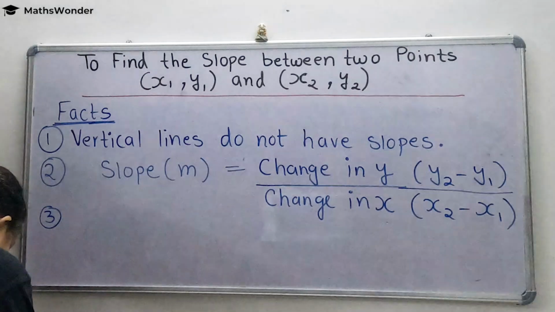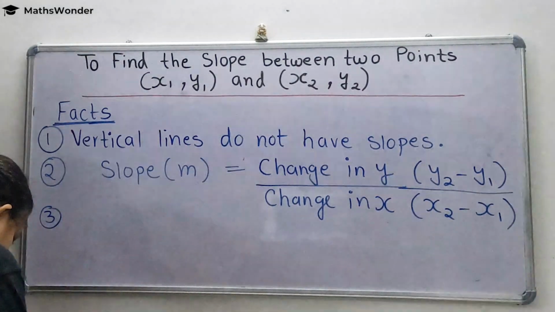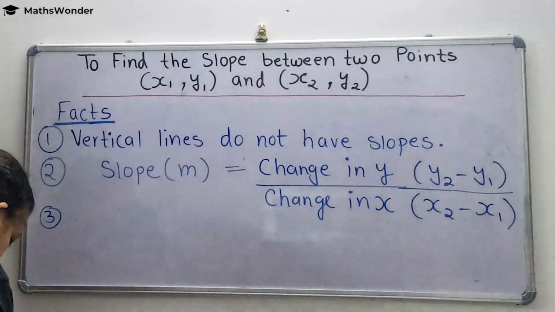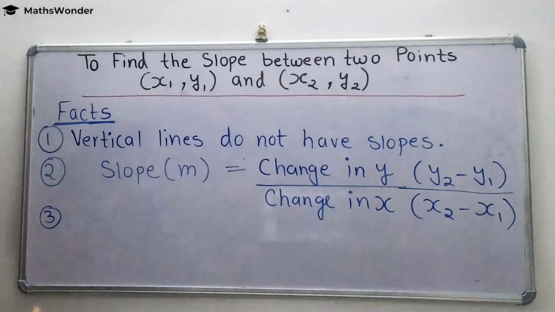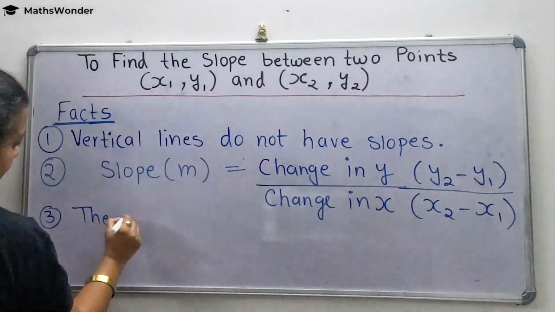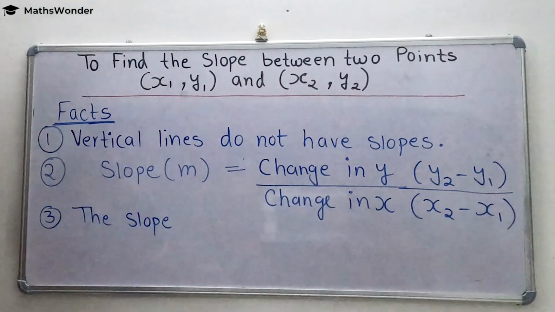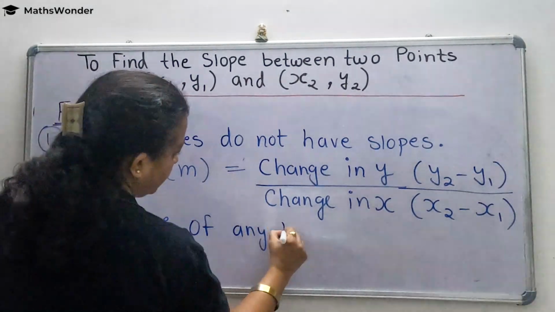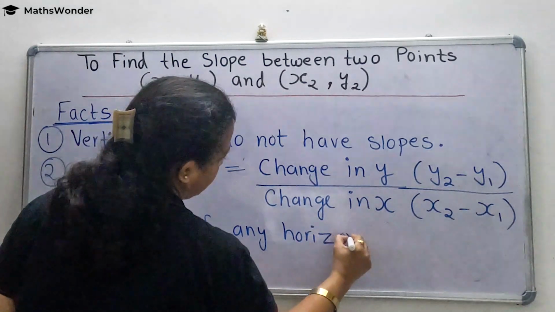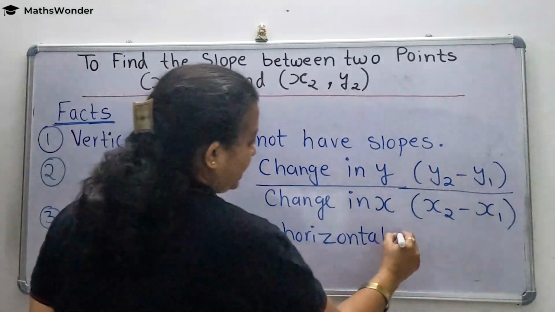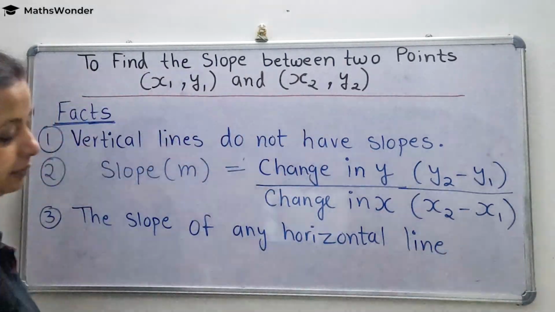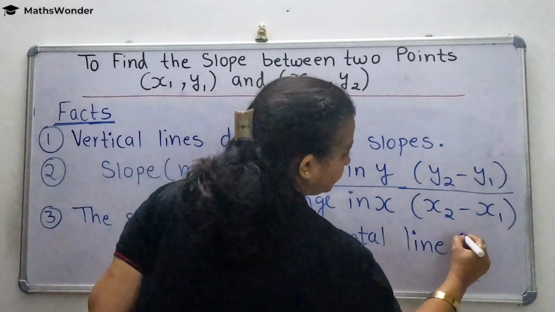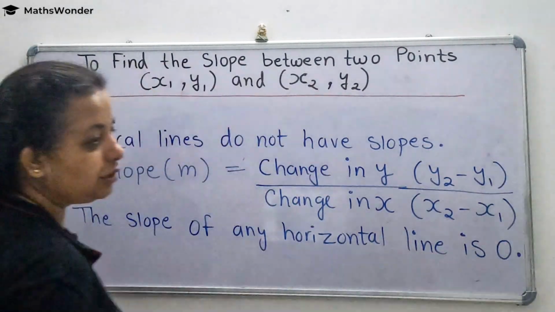Now the second fact is the slope of any horizontal line. The slope of any horizontal line is 0. This is fixed.